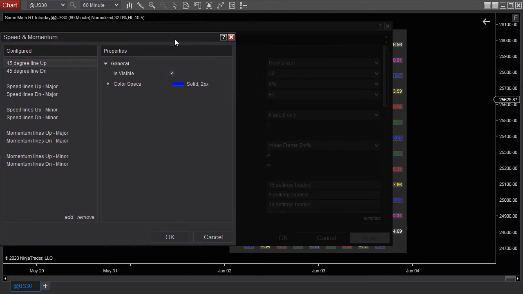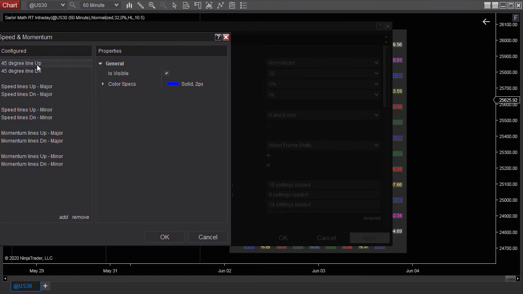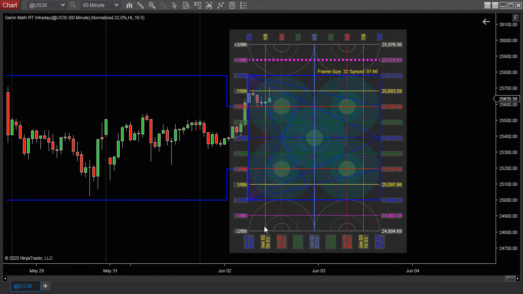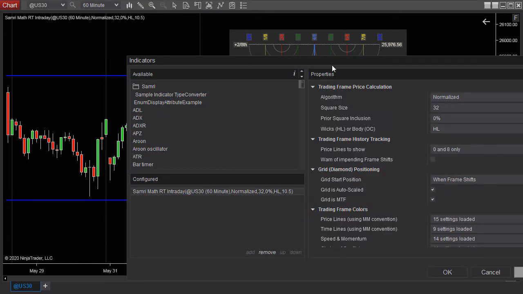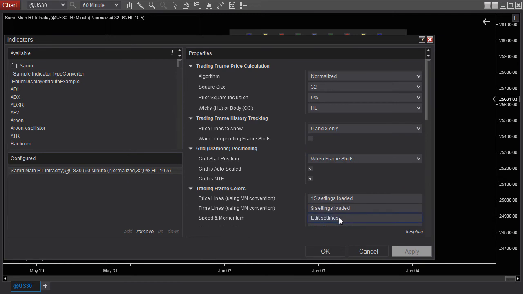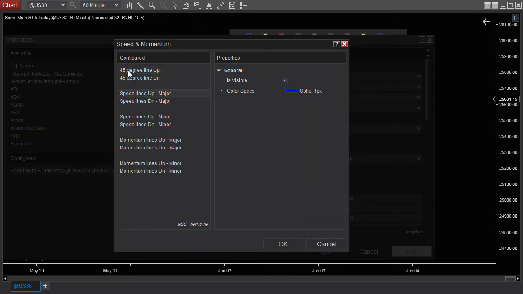Speed and momentum. So we've got the 45-degree line pointing up, the 45-degree line pointing down. I'm going to take those off for now, just to demonstrate. Okay, so you see those thick lines that we had in the middle of the chart, 45 degrees, are gone now. And you can of course color them any way you want. The 45 degrees, I'm going to bring them back. And the major speed lines are the other blue lines. Now the minor speed lines, I've colored them this shade.